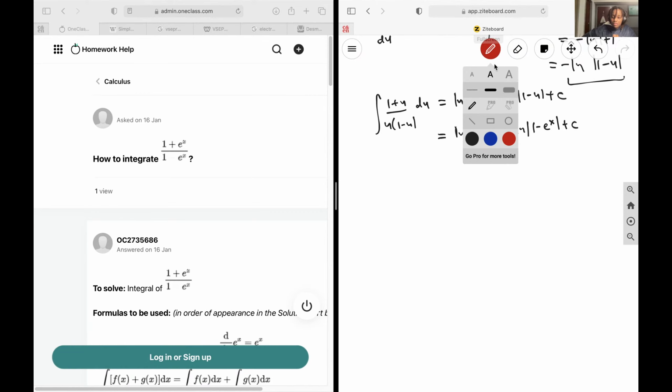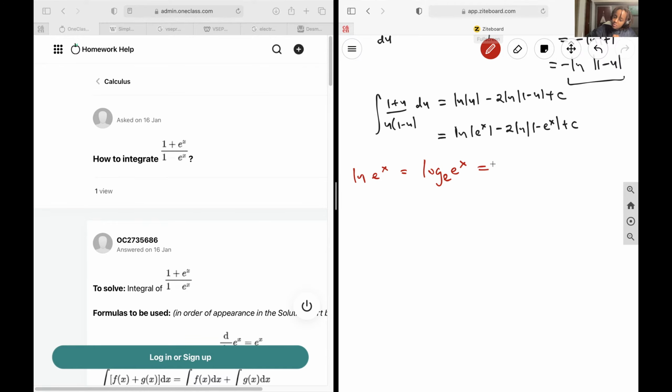And then we'll just note that ln of e to the x is equal to log base e of e to the x, which is just x. And so this will become x minus 2 ln 1 minus e to the x plus c. And that is going to be your final answer.